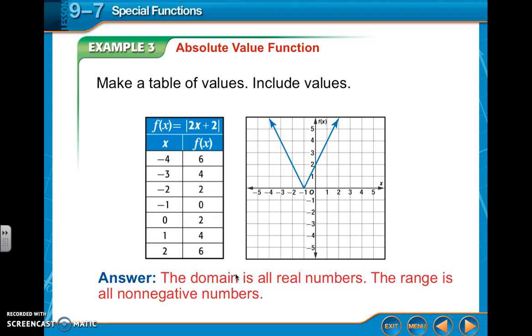In this case, the domain is all real numbers from left to right. We go arrow to arrow, negative infinity to positive infinity. The range is all non-negative numbers, which means positive, 0 and positive.